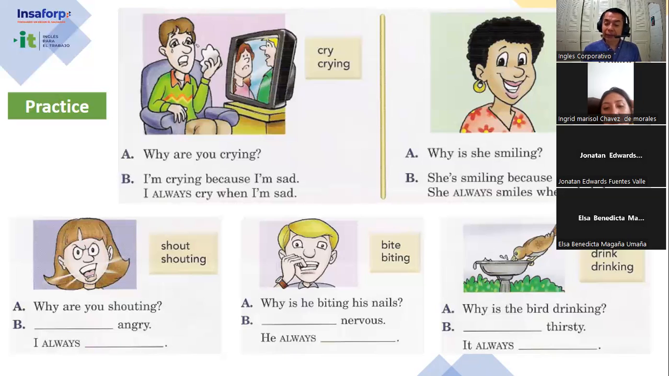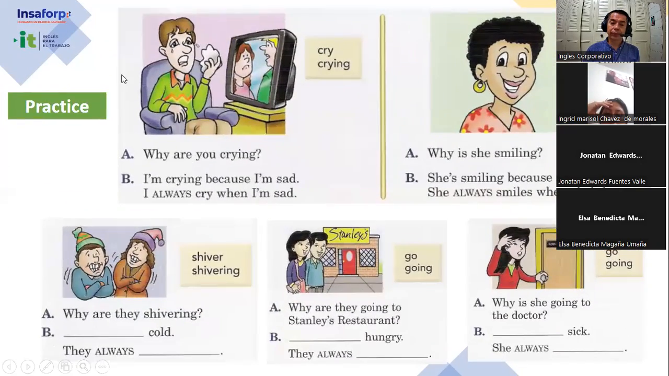Why is the bird drinking? It is drinking because it's thirsty. It always drinks when it's thirsty. Repeat after me, please. Why are they shivering? They are shivering because they are cold. They always shiver when they're cold.